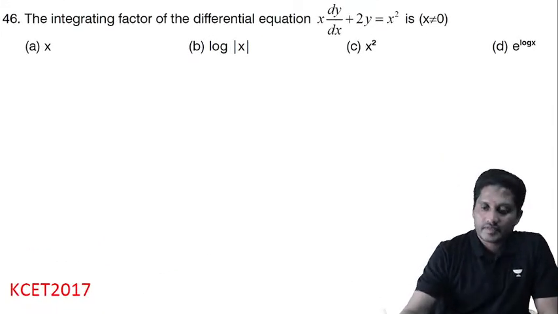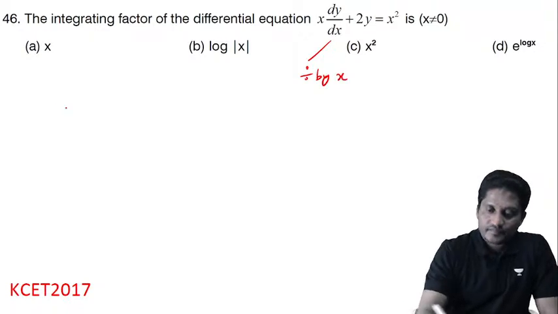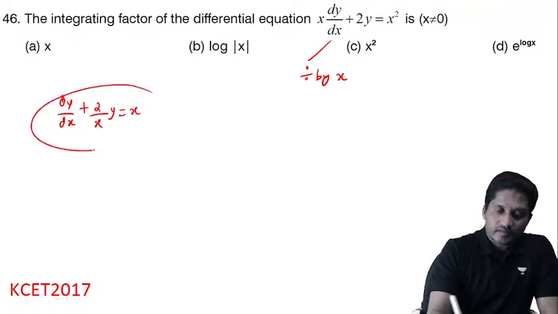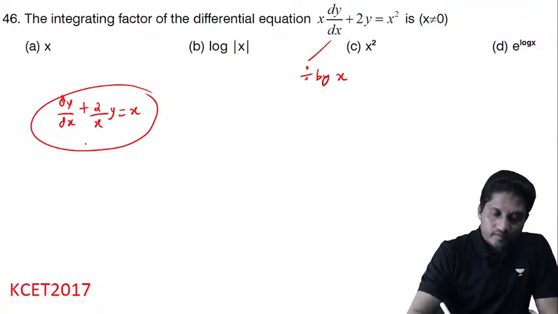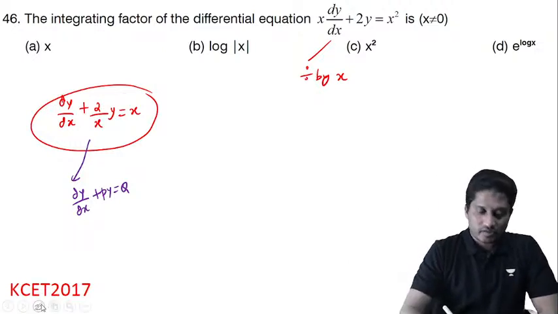Integrating factor of this equation. If I divide throughout by x, it becomes dy by dx plus 2 by x into y is equal to x. Okay, now this is of the form dy by dx plus py is equal to q. Right, I want only the integrating factor, so it will not take much time.